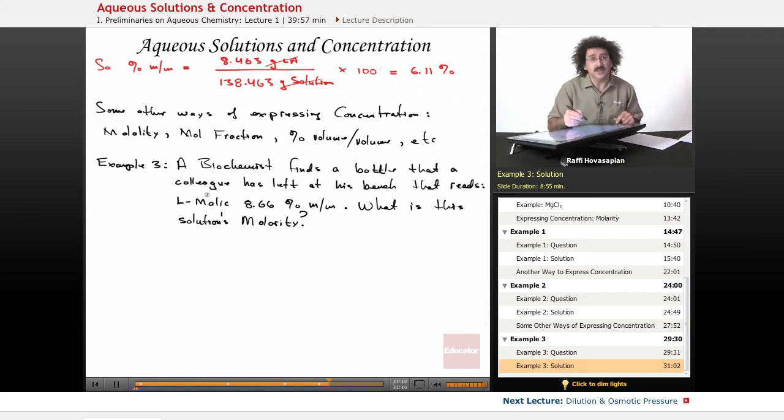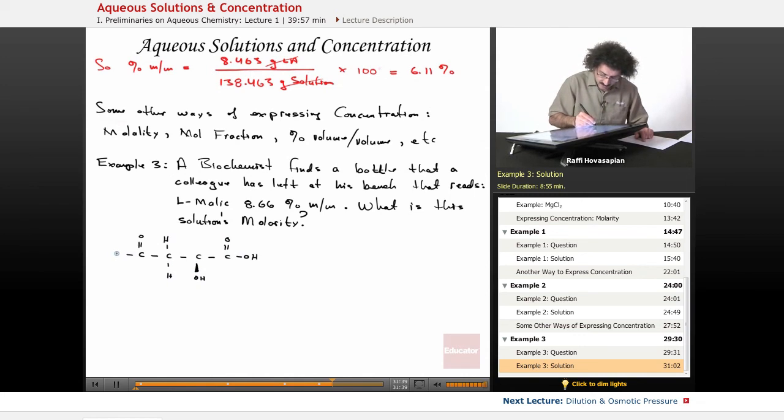Okay, so malic acid. I told you that we're going to be dealing with biological molecules, so let me go ahead and draw the structure of malic acid so you see this one. That's fine, I'll just do it over here. Okay, so C, C, C, C. We have a hydroxy there, and then we have a wedge here. I'll go ahead and put the H's in. And then, of course, we have this. So this is malic acid. It has 4 carbons. It is a dicarboxylic acid.